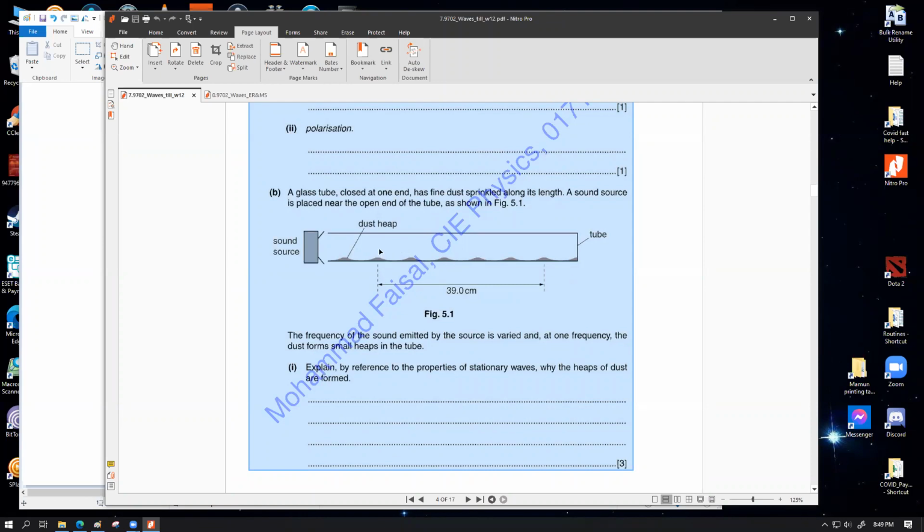So you can very easily count how many loops it contains. So here to here: 1 loop, 2 loops, 3 loops, 4 loops, and 5 loops. So within this part we have 5 loops, which means 5 lambda by 2.